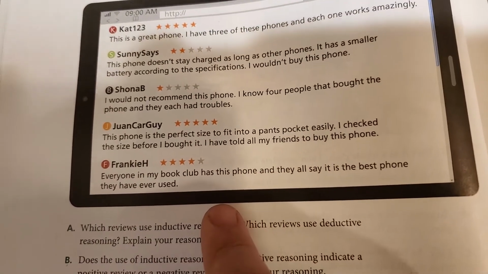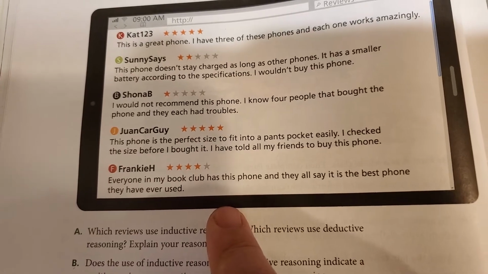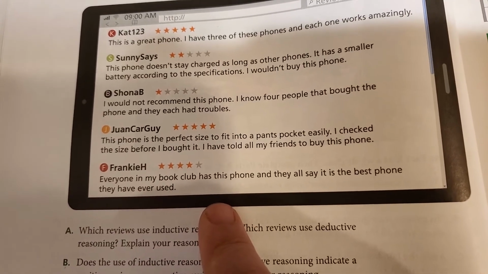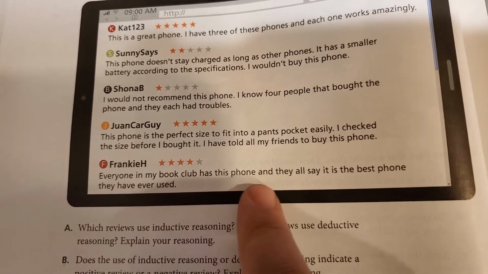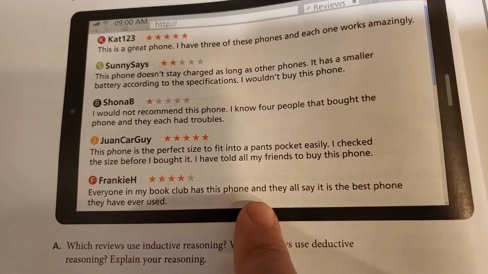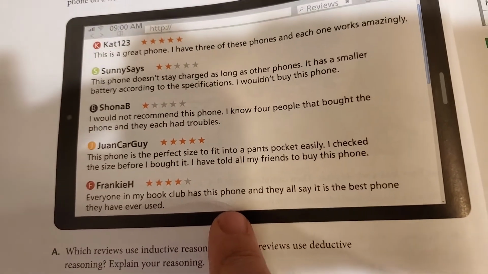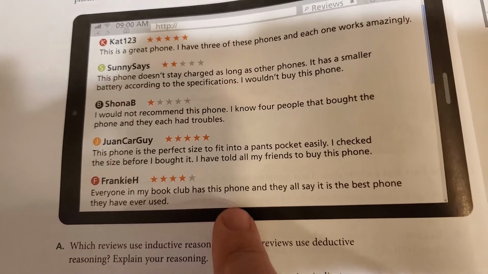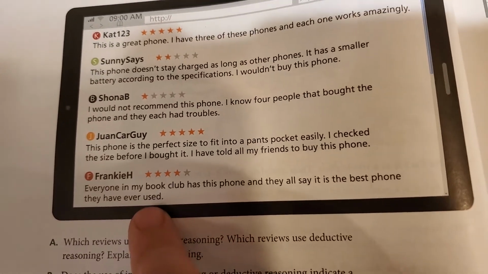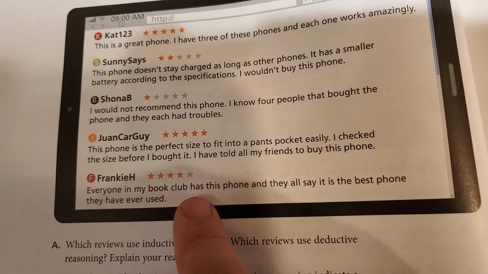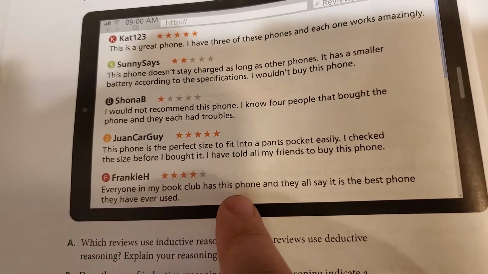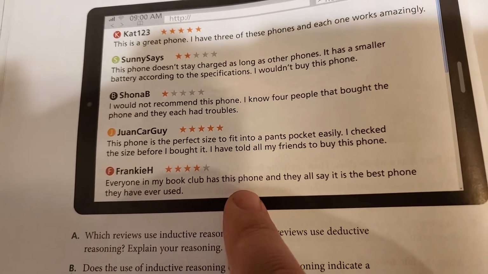And finally, this last one, Frankie says, everyone in my book club has this phone, and they all say it's the best phone they have ever used. Okay, so again, he's basing this one on a bunch of examples. You know, everyone in his book club apparently had the phone. So however big his book club is, he's got that many examples.